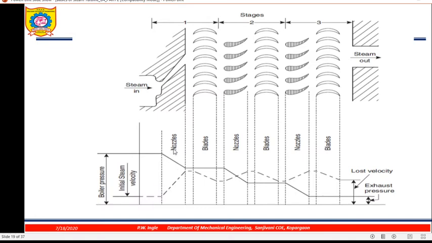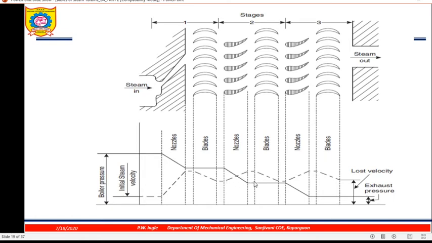Initially, this is nozzle blade, nozzle blade, nozzle blades. In the nozzle, pressure reduces, velocity increases. Then it enters the blade, so pressure remains constant. Here velocity reduces. Why does velocity reduce? Because the moving blade will absorb that velocity. Now the next stage is the nozzle. Again, the function of the nozzle is to reduce what? Yes, pressure. So pressure reduces, velocity increases.